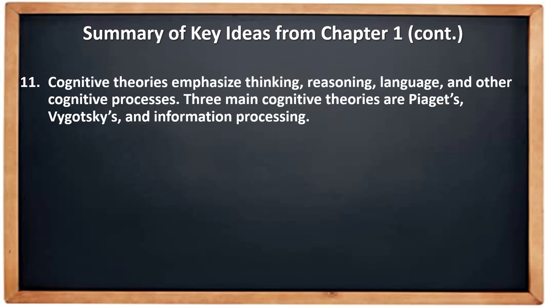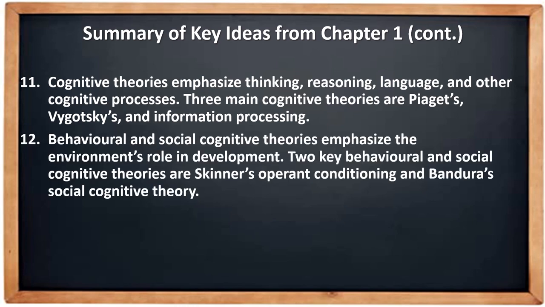Number 11, we then moved on to the cognitive theorists. We looked at how that emphasizes thinking, reasoning, language, other cognitive processes. The three main people we looked at were Piaget, or the theories, I should say. Piaget's, which was the stages of cognitive development, Vygotsky's zone of proximal development, and then the information processing idea of looking at the brain like a computer.